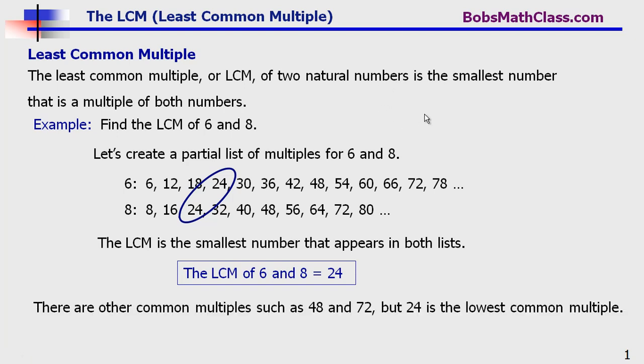Now also note, there are other common multiples, such as 48 and 72. See that 48 is on this list in both of them? So is 72. And if we keep going, we'll find other common multiples. But 24 is the lowest common multiple. Okay, so this is one method for finding a least common multiple. Let's do another example using this method, and then we'll talk about another method without writing out a list of multiples.